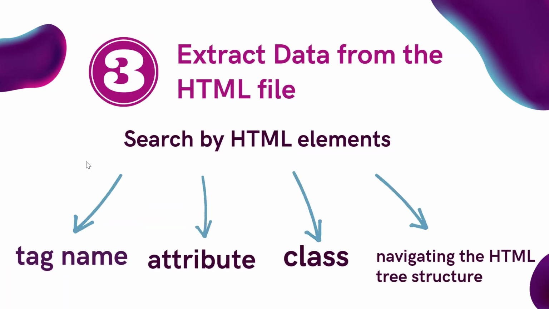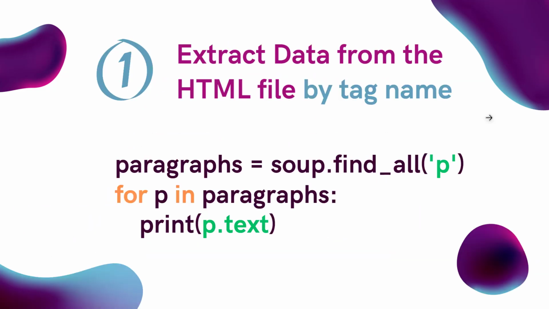To search by HTML elements, you have four main methods or ways. You can search by tag name, you can search by attribute, you can search by class, and you can search by navigating the HTML tree structure. Let's see, first of all, how to search by tag name. To search by tag name, there are other methods.